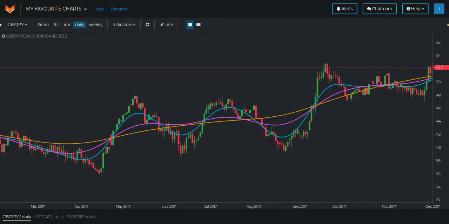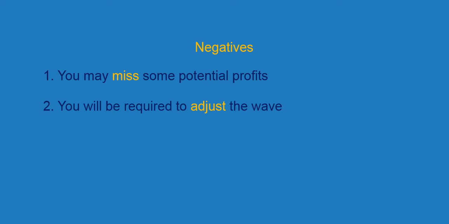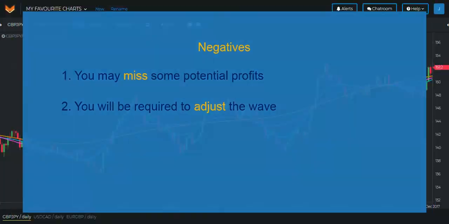Firstly, in some cases, you may miss some potential profits as price continues to move past your target towards the end of the wave. Secondly, once you place the trade, you will be required to adjust the wave and therefore the take profit level after each new candle forms.